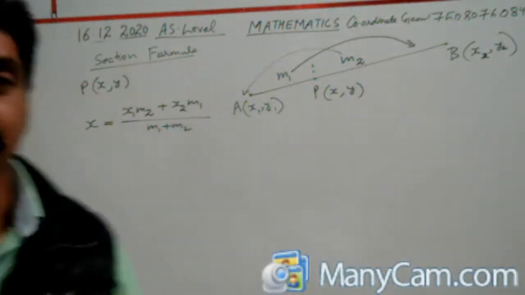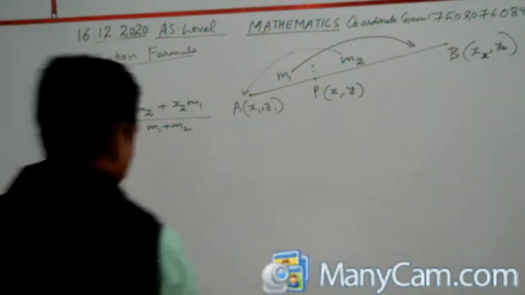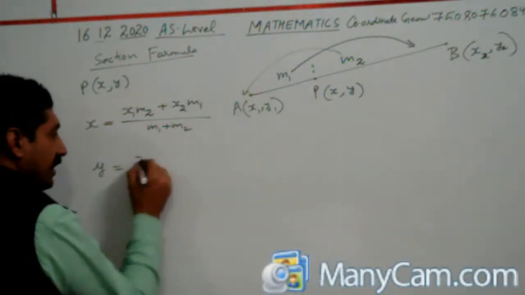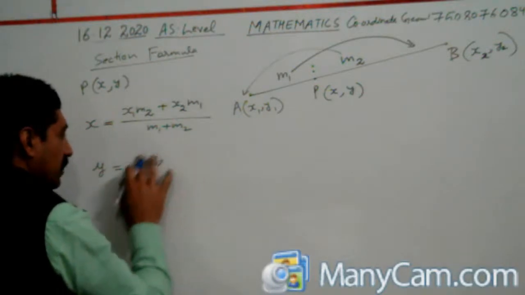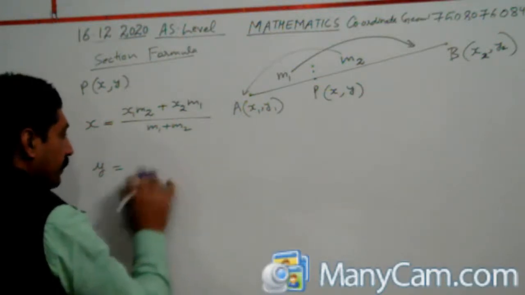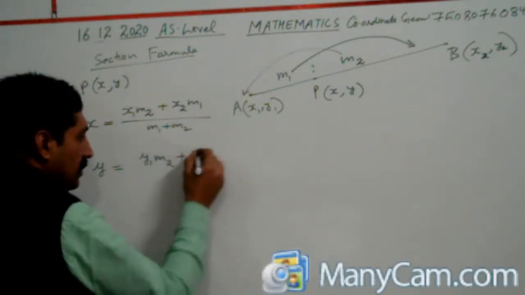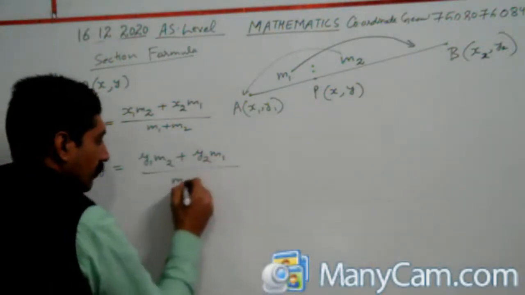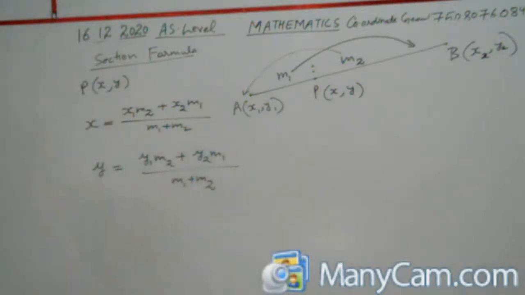These are also written as m and n. And what is y? The value of y is again y1 m2 plus y2 m1, divided by m1 plus m2.